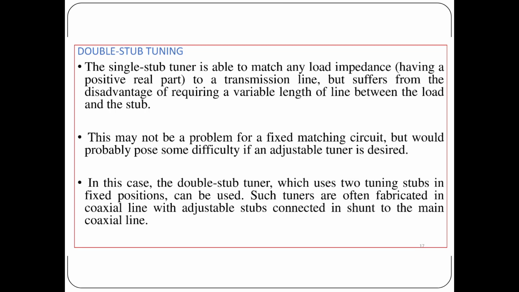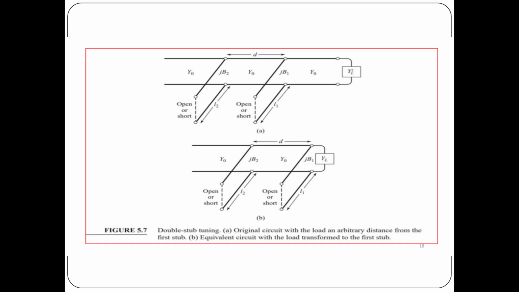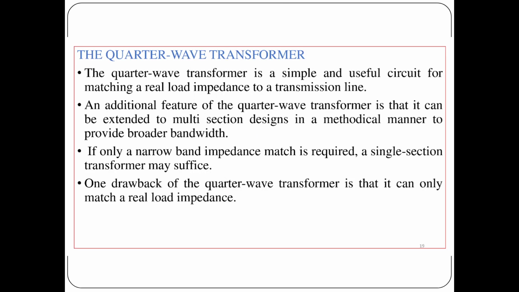Double stub matching. A single stub tuner is able to match any load impedance having a positive real part but suffers from the disadvantage of requiring a variable length line. This may not be a problem for a fixed matching network, but it is likely to pose difficulty in an adjustable tuner. In this case, a double stub tuner is used, which has two tuning stubs in fixed positions. Such tuners are fabricated in coaxial line with adjustable stubs connected in shunt with the main line. So it contains two stubs connected to the main line.